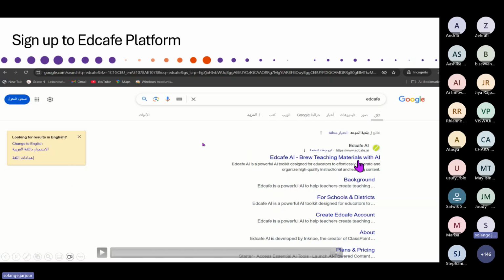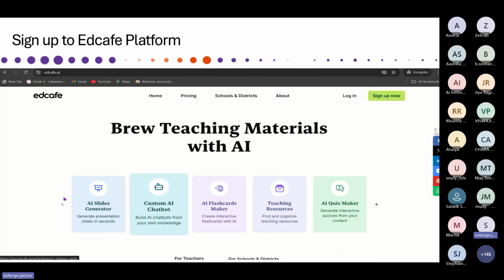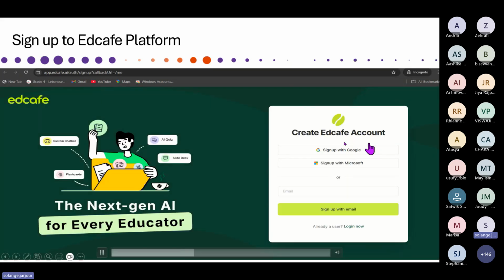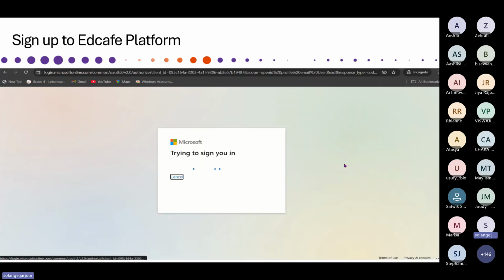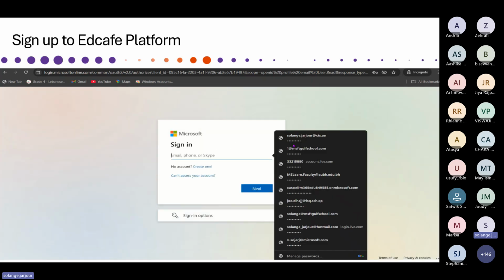So Ms. Lama already put for you the link. If you want to search for it next time, go to Google or to Bing and put AdCafe AI, and this is the link where you need to start signing up. So after you click on the link, you can register with your email. So you need to sign up now. Okay, you can sign up with your Google account, Microsoft account, or you can create a brand new account over here. For me, I will select Microsoft and you can use your school account. Okay, it will accept your school account.